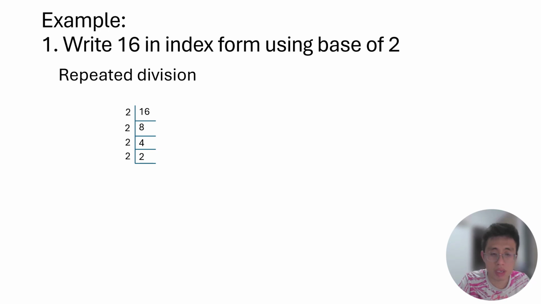So from here, how many 2s at the left hand side? So we need to divide until we get 1. So we can count how many 2s in the left hand side. In this case, we get 4. So 4 is the index. So we write 16 equals 2 power of 4. So here is how you solve these examples.